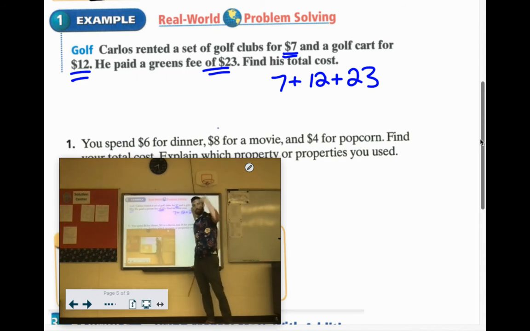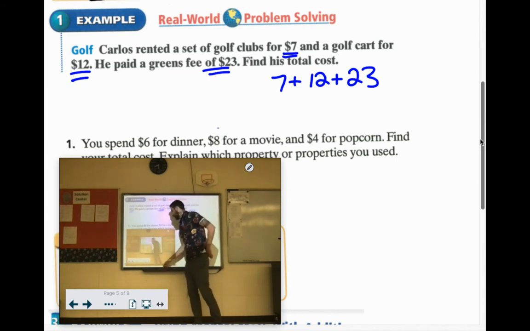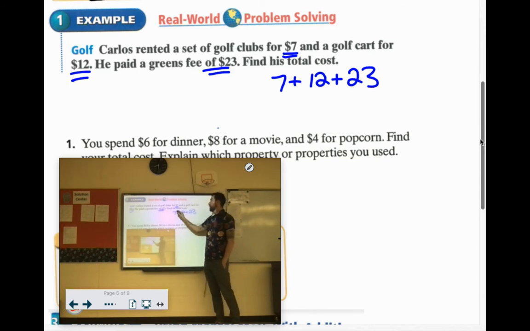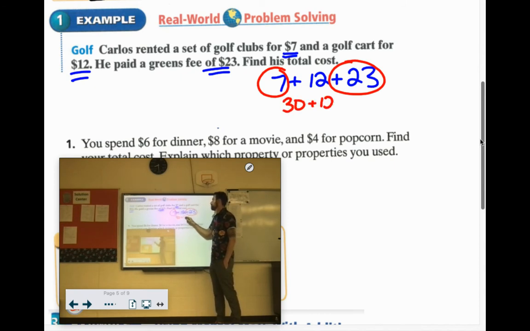You could stack them vertically and add them, and that works. But we're trying to work on your mental math game here, huh? So what the associative property or commutative property state is, it doesn't really matter the order that you add this. It's all going to get you the same. So I would say do numbers that you know what they add up to. 7 plus 23, that completes a 10, right? That's 30. So 7 plus 23 would be 30. And then 30 plus 12 is pretty darn easy after that. 30 plus 12 would give you that 42.